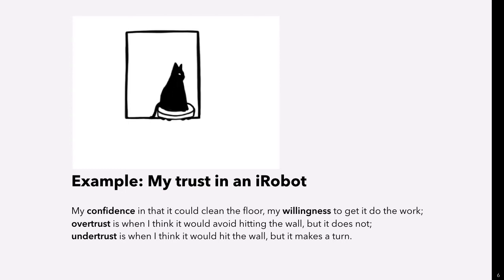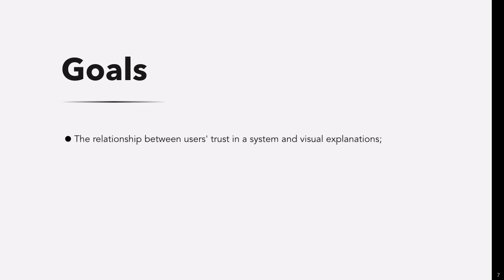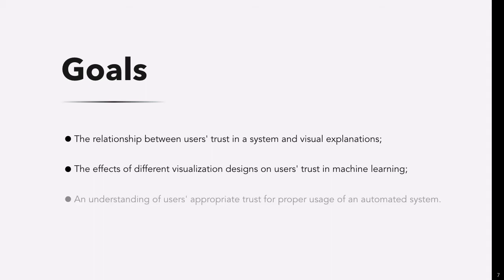And towards this goal, we designed a human subject experiment with three specific goals in our mind. The first one is we wish to study the relationship between users' trust in a system and visual explanations. And the second, we wish to quantify the effects of different visualization designs on users' trust in machine learning. And third, we wish to understand users' appropriate trust for proper usage of an automatic system.